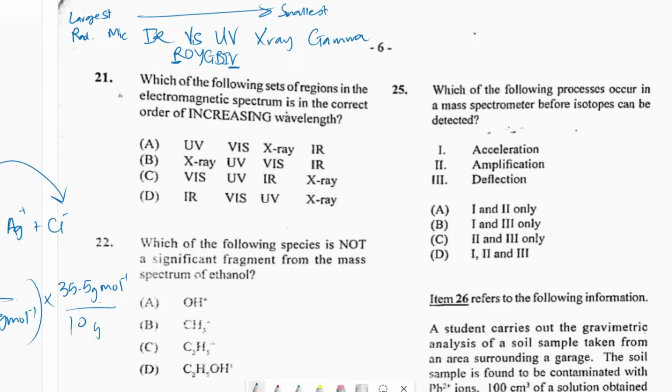Okay, so increasing wavelength would be small to big. So we're going backwards then. There's no way we're ending at X-rays. We possibly could end at IR, but having X-rays just before IR is crazy work.